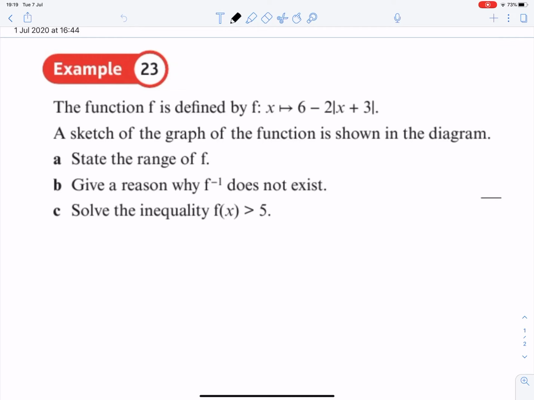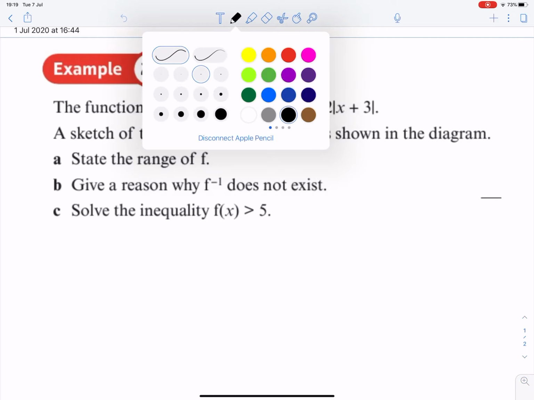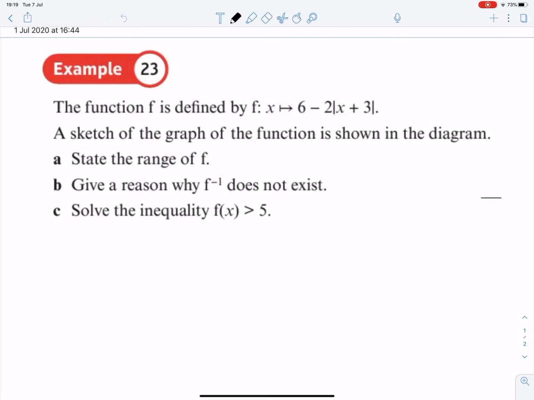So, example 23. The function f is defined by f such that x is mapped onto 6 minus 2 lots of the modulus of x plus 3. A sketch of the graph of the function is shown in the diagram. Well, I've not given you that, so you are going to have to do the sketch, then state the range of f, give a reason why f inverse does not exist, and solve the inequality f of x is greater than 5. So we've got to be able to sketch this first.